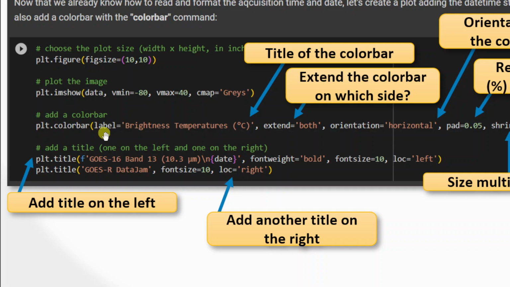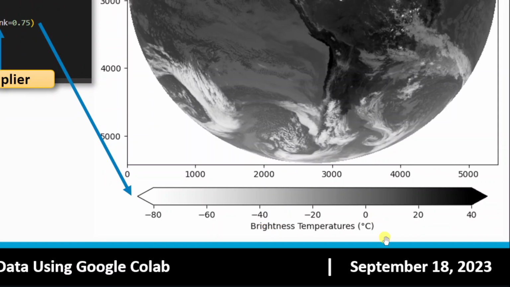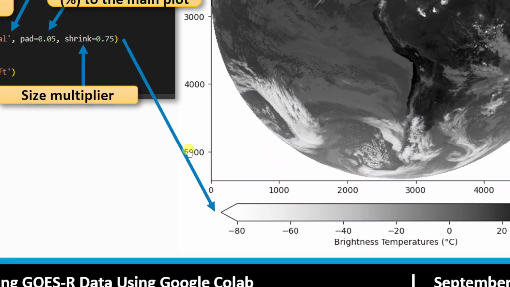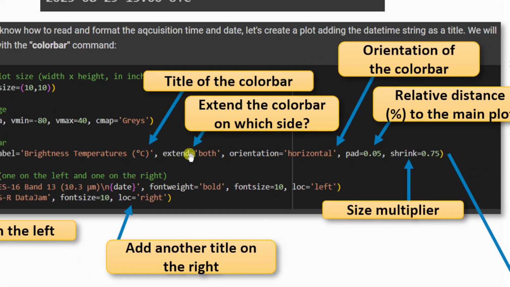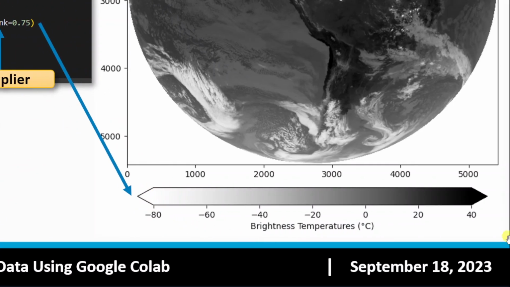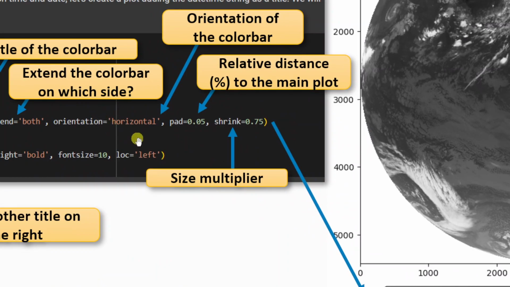And in this example, I'm passing some parameters like the title of the color bar, brightness temperatures, okay? If I want to extend the color bar on both sides or only on the minimum or only to the maximum, and here we are extending it in both sides, like here and here, okay? The orientation of the color bar, and in this case, horizontal.